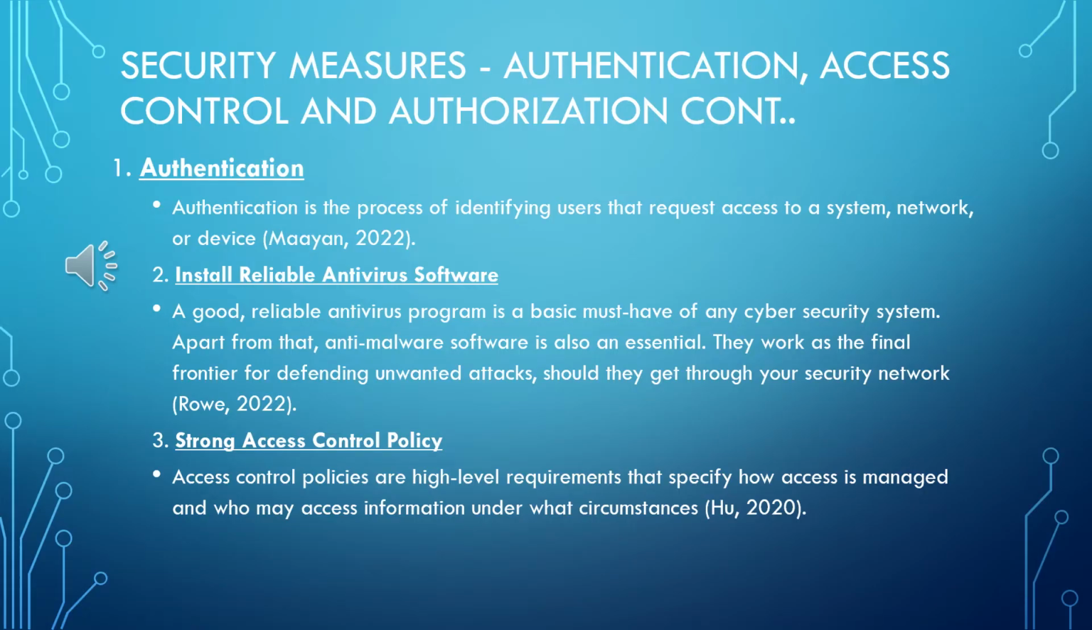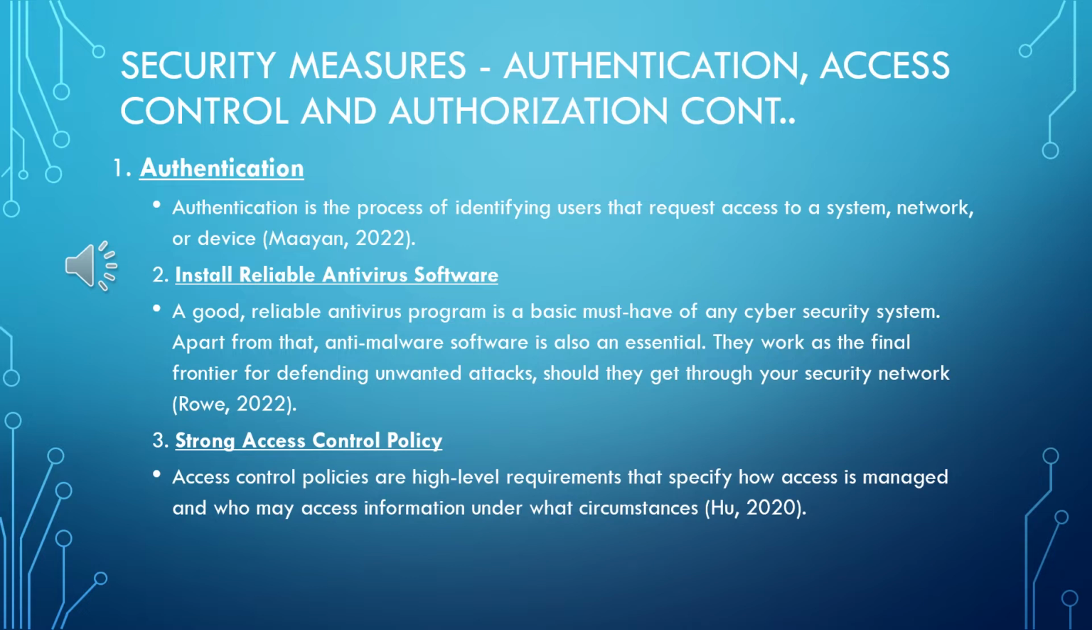This is the continuation for security measures. Let's talk about authentication. Authentication is the process of identifying users that request access to a system, network, or device. So you have to be able to ask for access to the system. Keyword, request, okay? Asking for access. Second, being able to install a reliable antivirus.